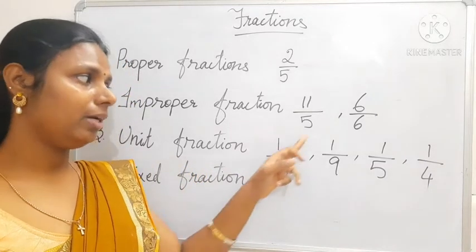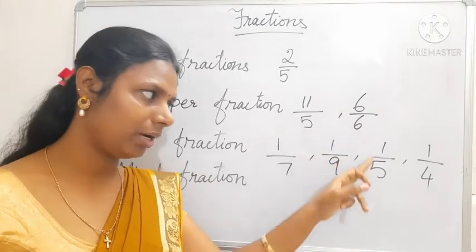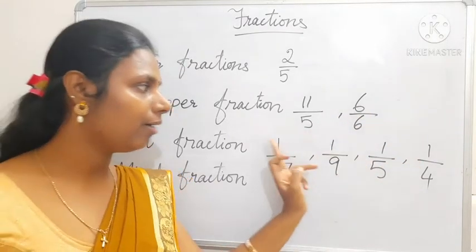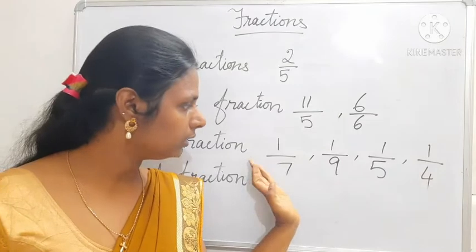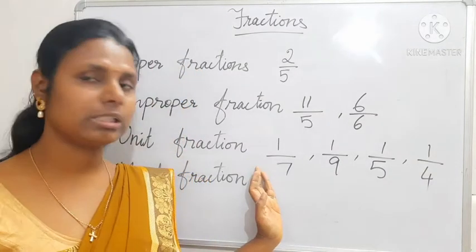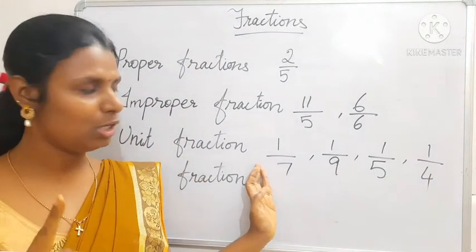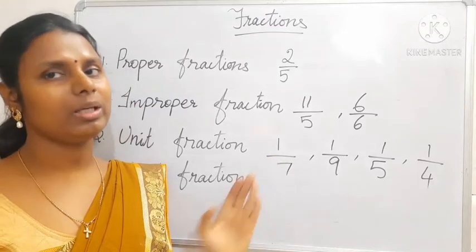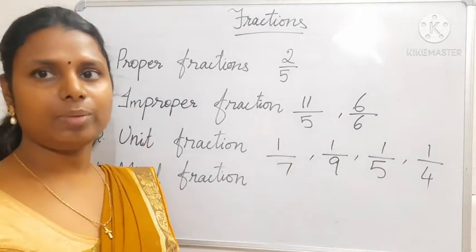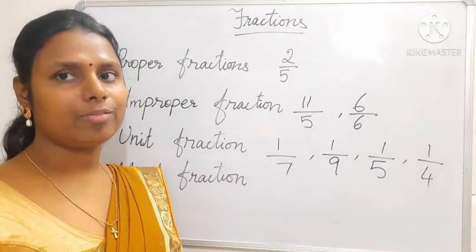1 by 7, 1 by 9, 1 by 5, 1 by 4. In everything, all these fractions have numerator 1. So, this is called unit fraction.